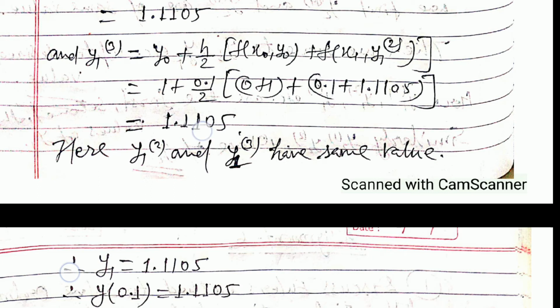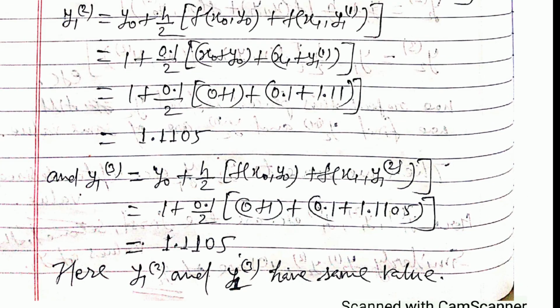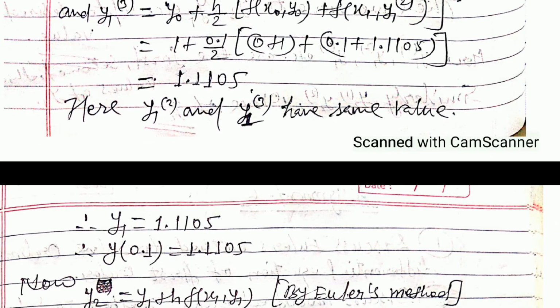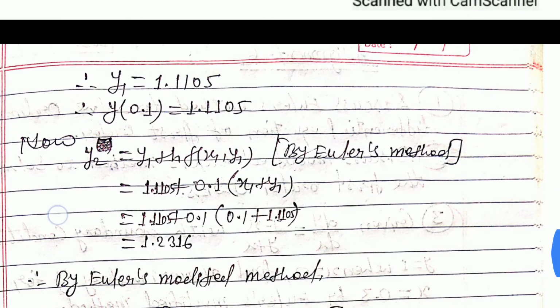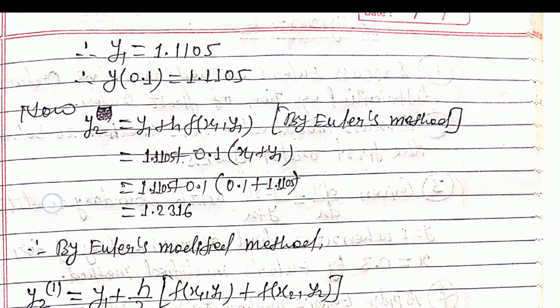So that means these two values are the same. That means y1 second time and y1 third time are both the same, so we do not need to find another value of y1. That's the value of y1 in the modified Euler's method. So y1 is 1.1105, which means the value of y when x is equal to 0.1 is this.